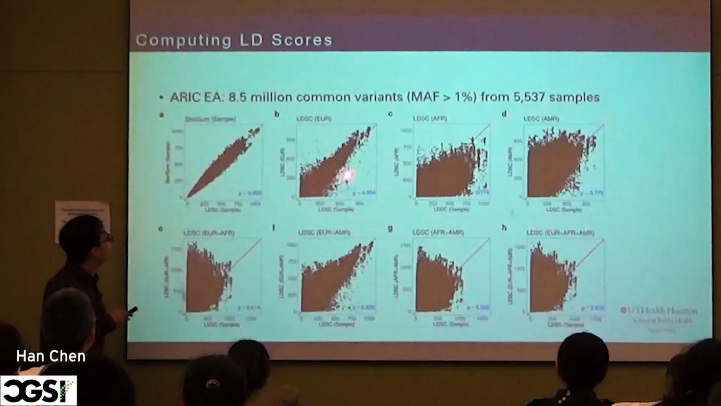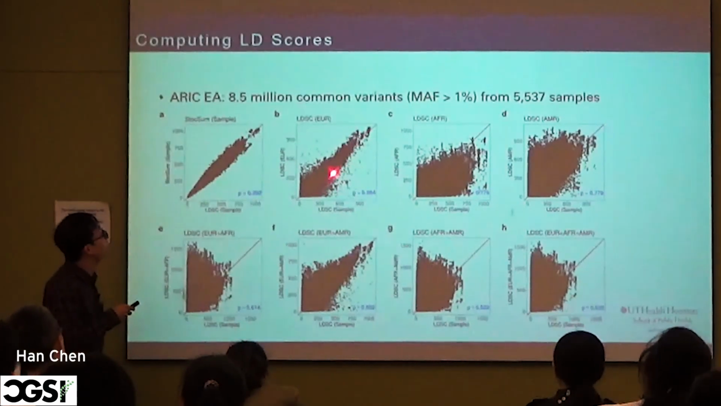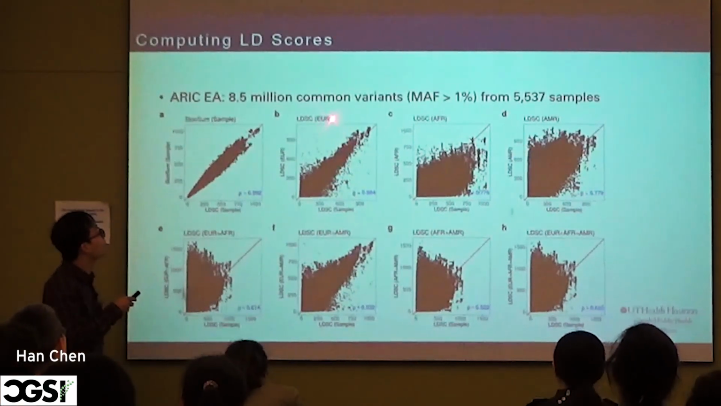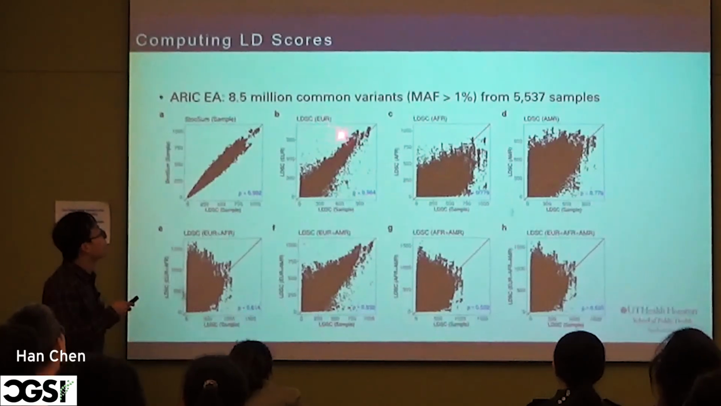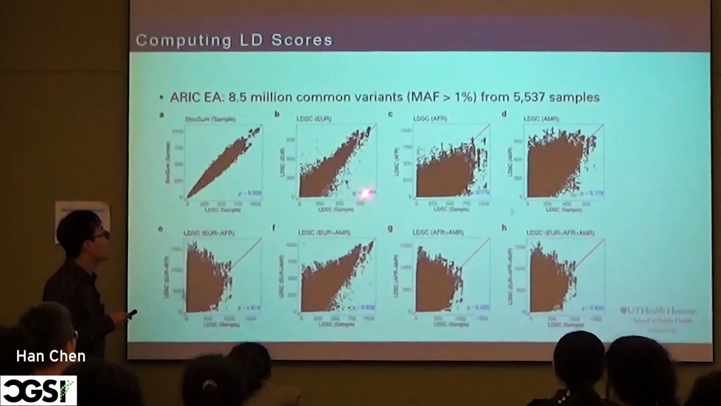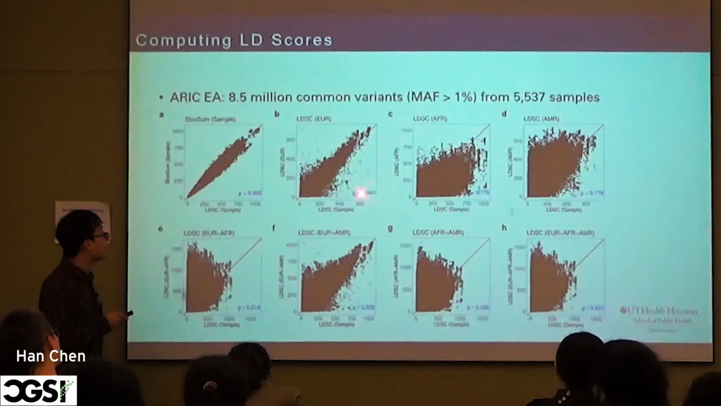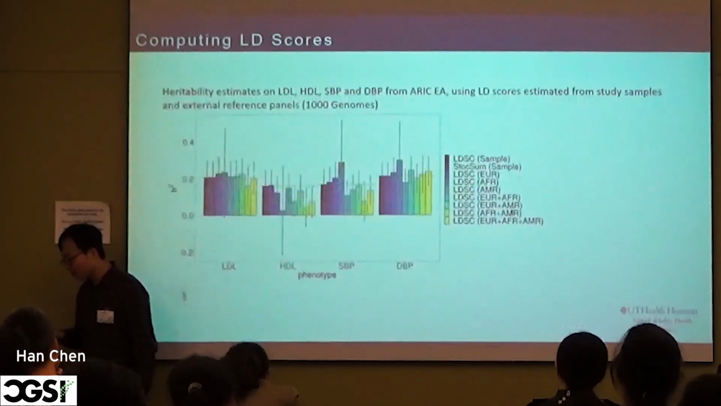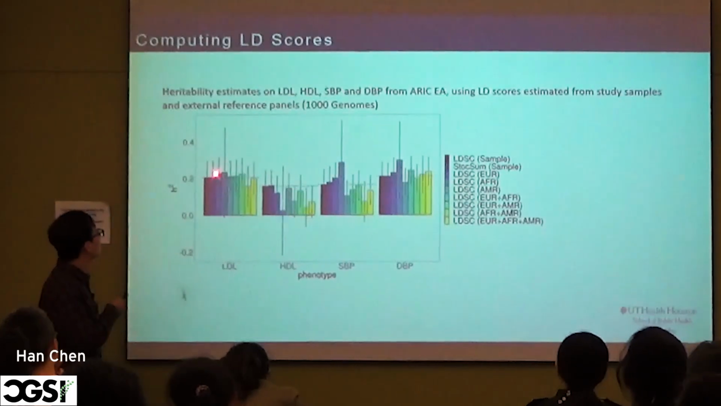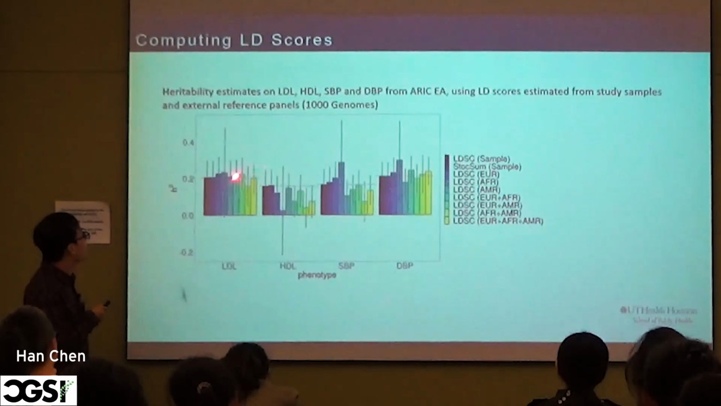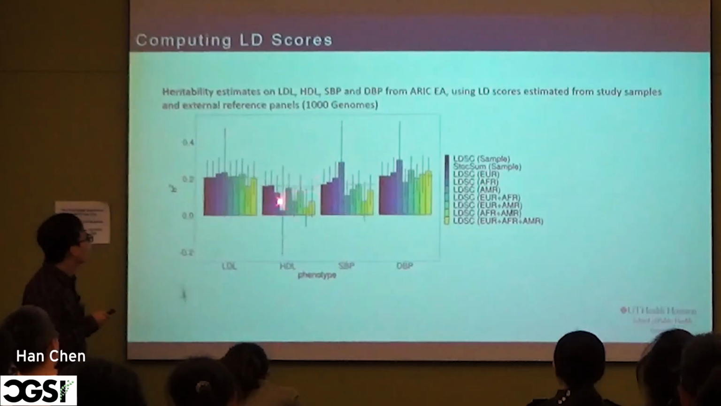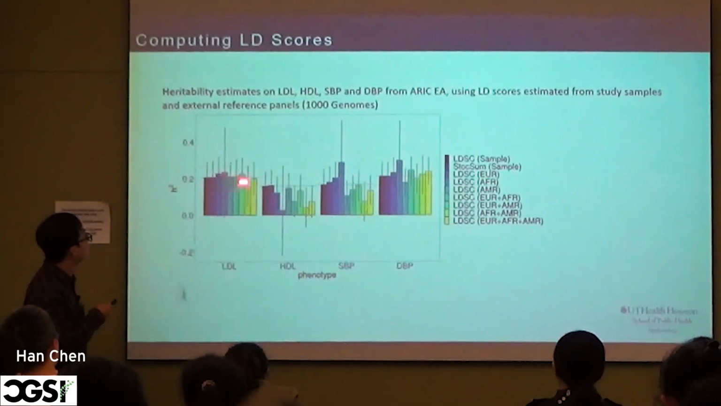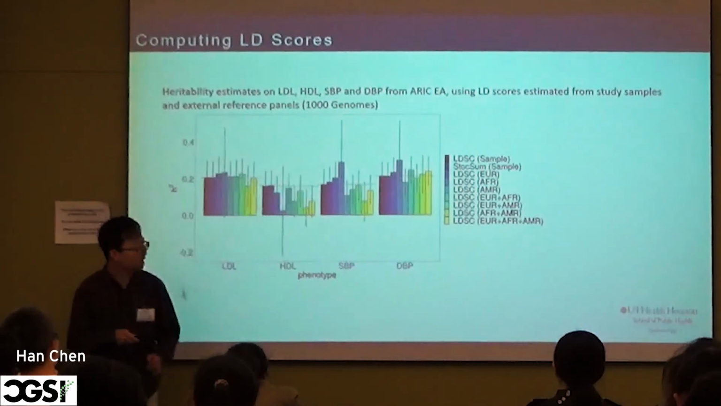But in addition to that, you can see this one also performs pretty well, right? This is using the European reference panels from 1000G. You can get a high correlation, 0.98. So this works actually pretty well, which is not surprising, right? So you can compare the heritability estimates using the European reference panel. It's almost similar to what we get.